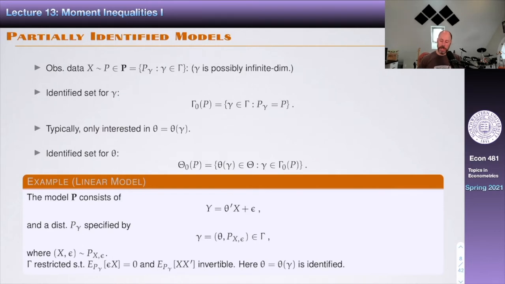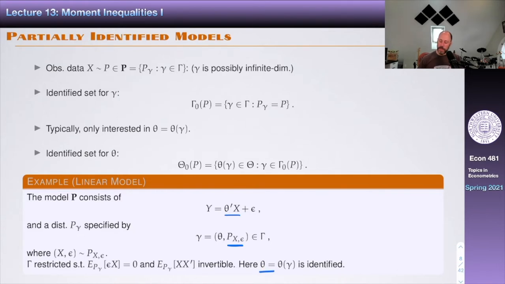As an example, I want you to think about the linear model, which we all know very well. Y is equal to theta prime x plus epsilon. And then P gamma is just going to be specified by theta, of course, and the joint distribution of x and epsilon. So gamma is restricted typically. For example, we assume that the expected value of epsilon is zero and that the expected value of x x prime is invertible. We have these assumptions if we go back to 480. But in reality, most often, we just don't care about the distribution of epsilon conditional on x, or the joint distribution of epsilon and x. What we care about is the parameter in the linear part.